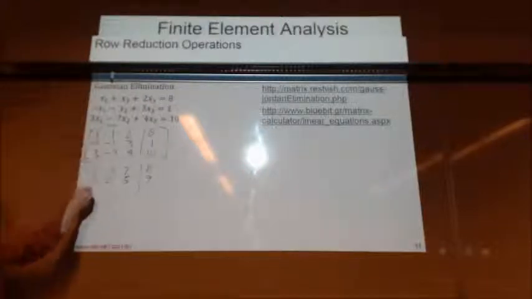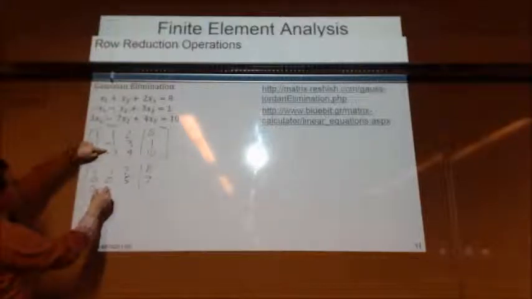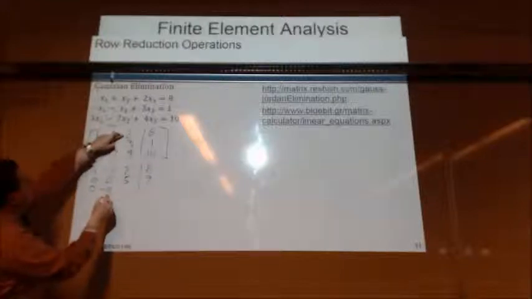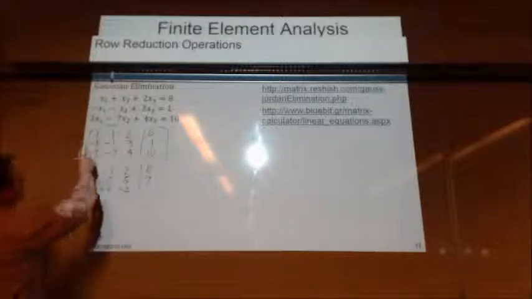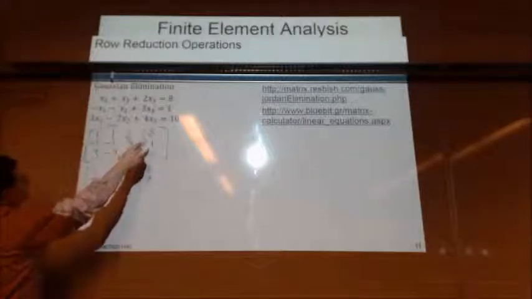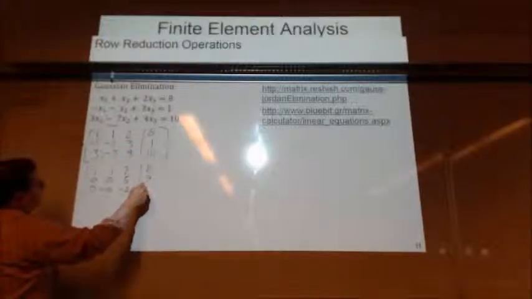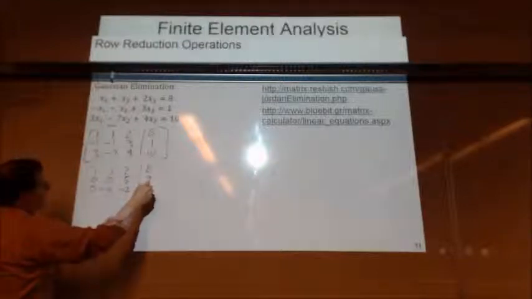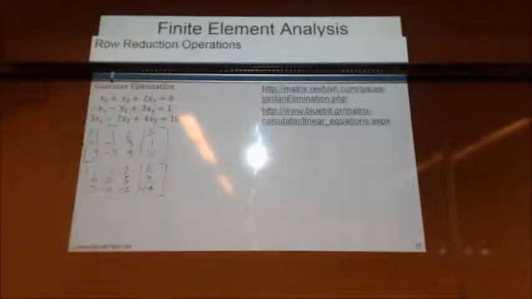So -3 plus a 3 is 0. -3 -7 is -10. -6 plus 4 is -2. What's -3 times 8? -24 plus 10 is -14. Negative, thank you. Yeah, it's real easy to mess up the sign or screw up the math, and then your matrix doesn't work, and you have to go back and figure out where you messed up. It's a real pain in the butt.